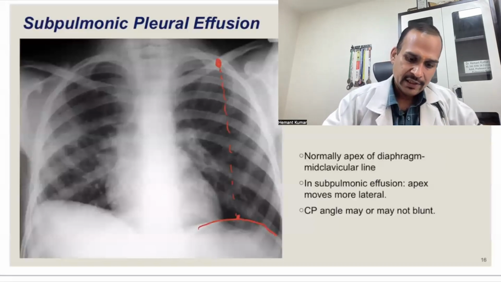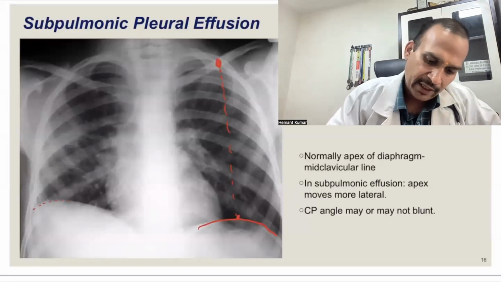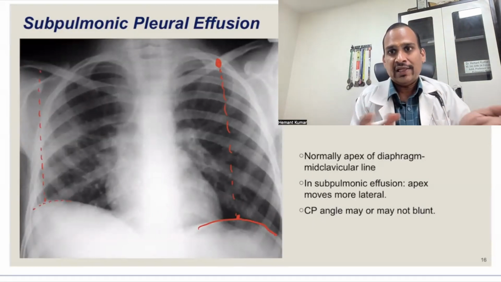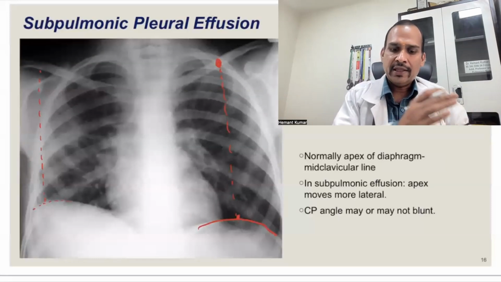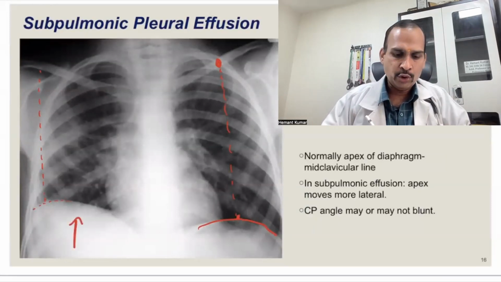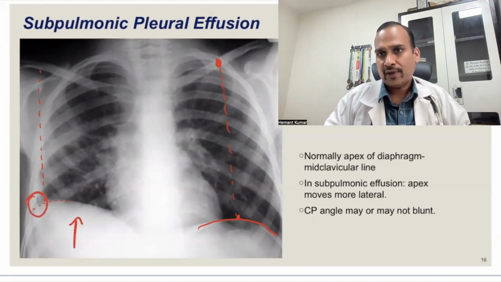See, right side. So if you trace the diaphragm, this is the diaphragm, this is the apex. So the apex is shifted towards the lateral side. Another thing is the diaphragm will go upward. I told you already, the CP angle is obliterated here, but it may not be there.